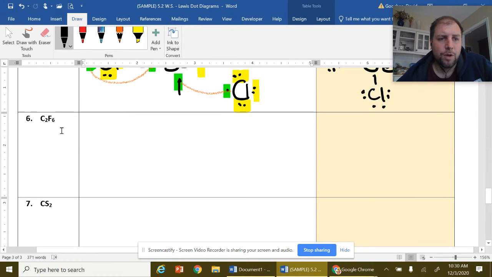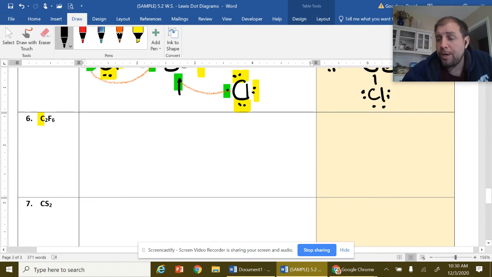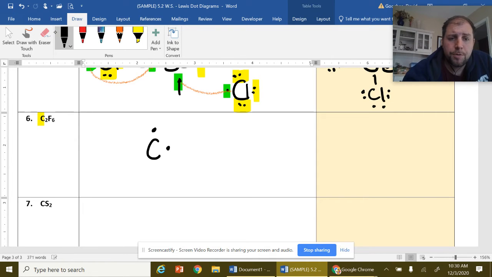The next one is C2F6. So carbons will always go in the middle. They always form the most bonds. With 4 valence electrons, a carbon will form 4 bonds. No non-metal atom forms more bonds than carbon. So carbons are always going to go in the middle. So I'm going to put these 2 carbons in the middle.